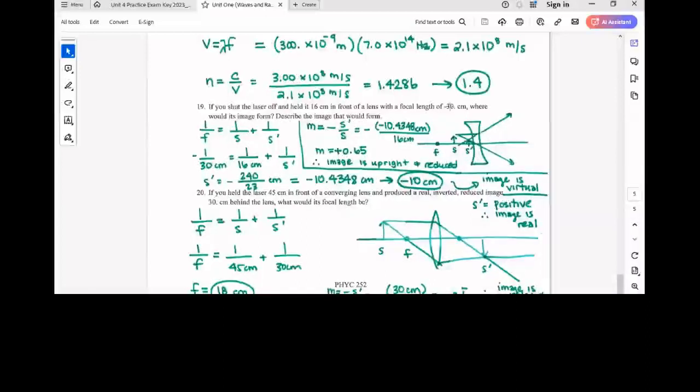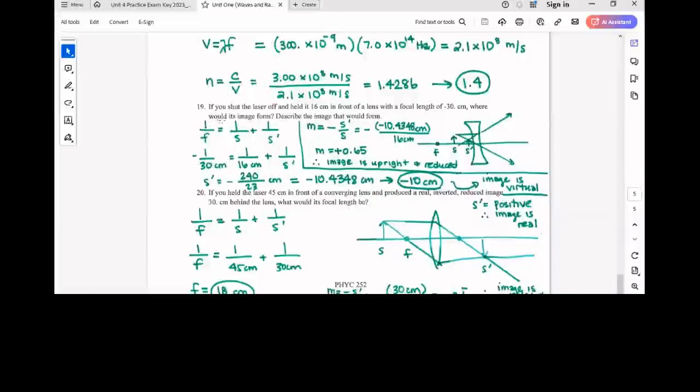And this is a kind of janky, not to scale ray tracing diagram here, but I know that if the focal length is 30 centimeters, the object position should be just about half of that because it's 16 centimeters. And if you ray traced, you would find that the image would have to show up as upright, it'd have to be reduced, and it would have to be virtual. We can confirm that by using the thin lens equation and the magnification equations.